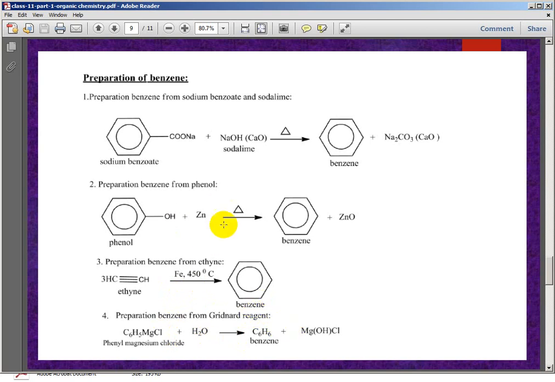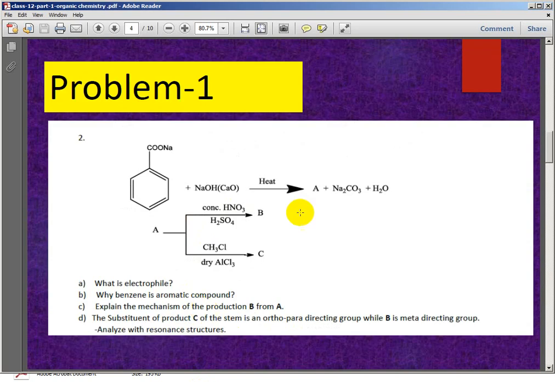So have you seen these four reactions? So what is the product for this reaction? Look at this. What is compound A? Can you say the name of compound A? Here sodium benzoate and soda lime are heated. What is compound A?